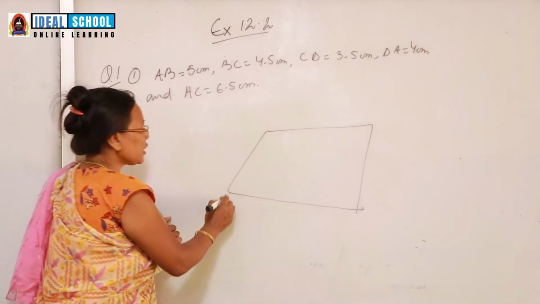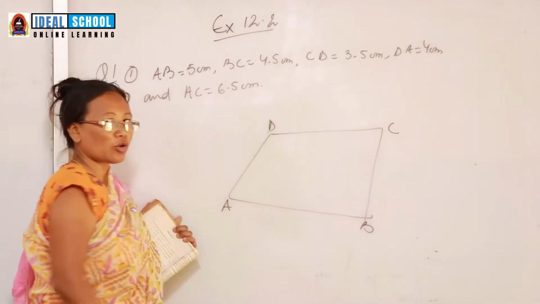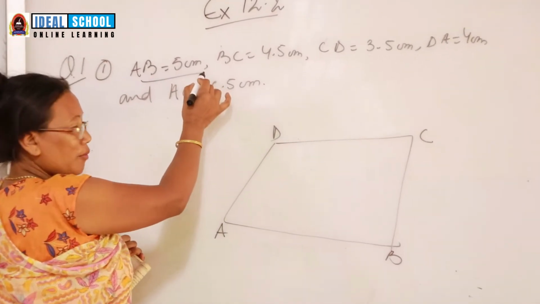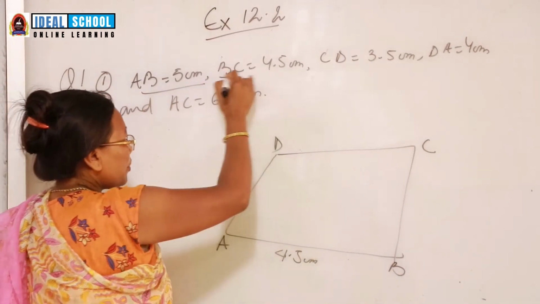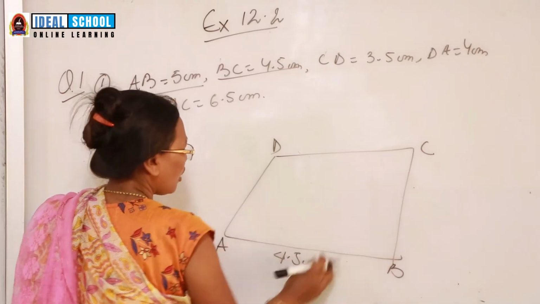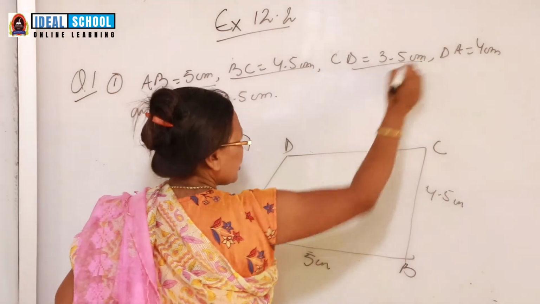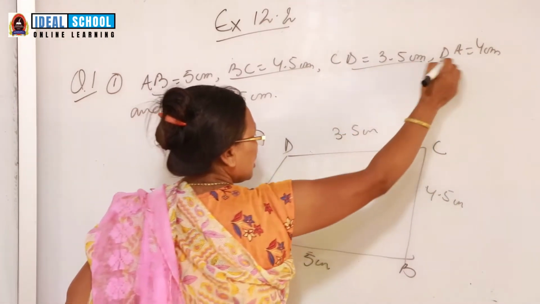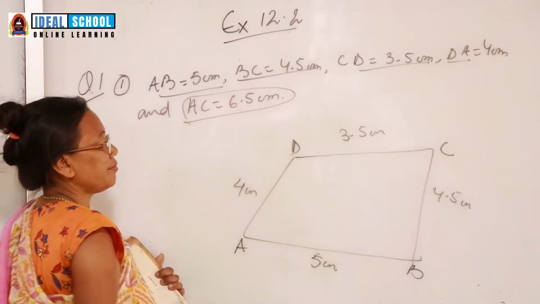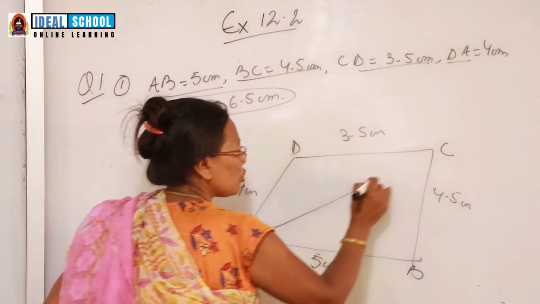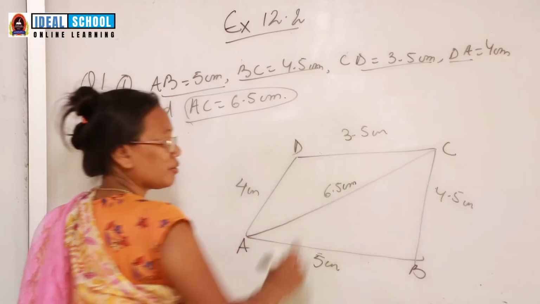Now let's see. This quadrilateral ABCD. ABCD is a quadrilateral. Now the value of AB is already given in the question. How much? Oh, sorry, it is 5 centimeter. BC 4.5 centimeter. CD 3.5 centimeter. DA 4 centimeter. AC is also given. AC means this line, we need to join it. The value of AC is 6.5 centimeter.